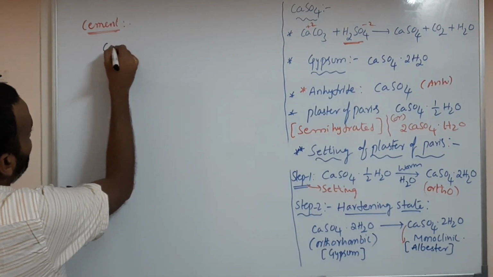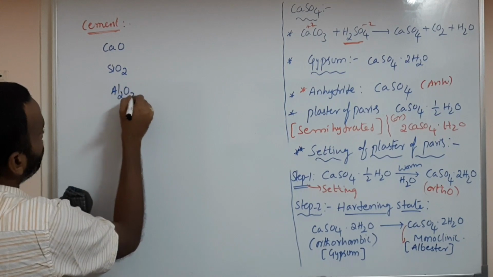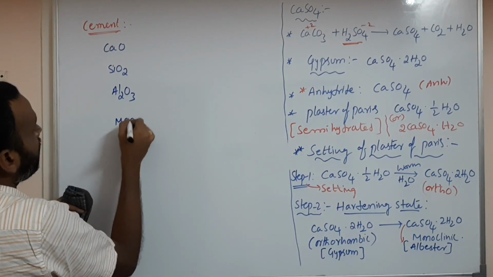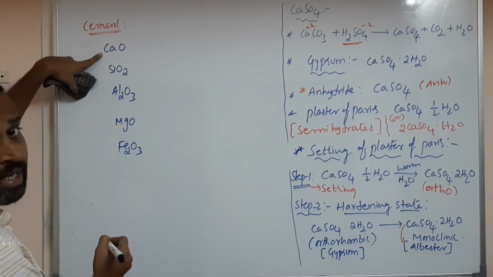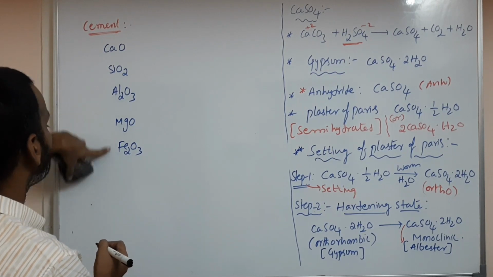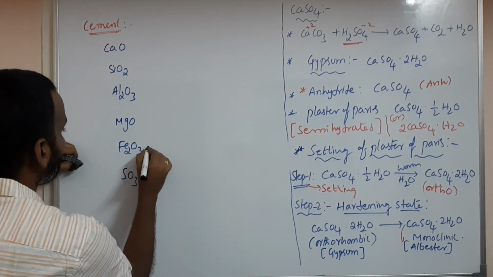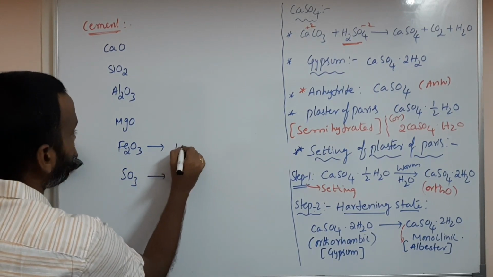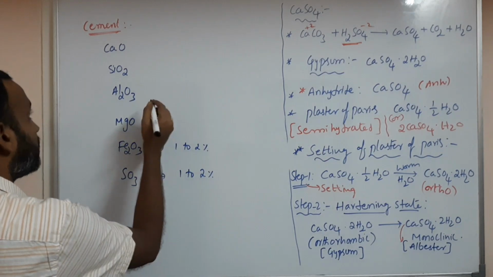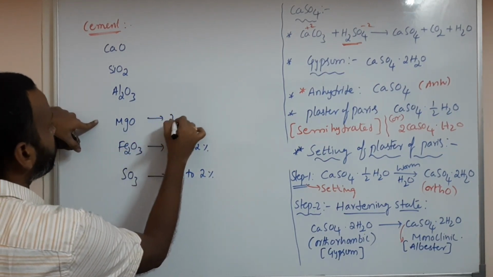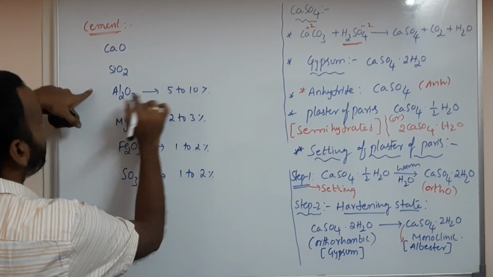In cement, what do we have? First we have calcium oxide, silicon dioxide, Al2O3, MgO and Fe2O3, and SO3 also. These are present in small quantities, we can call them traces, 1 to 2% only. MgO is 2 to 3% and Al2O3 is 5 to 10% in cement.